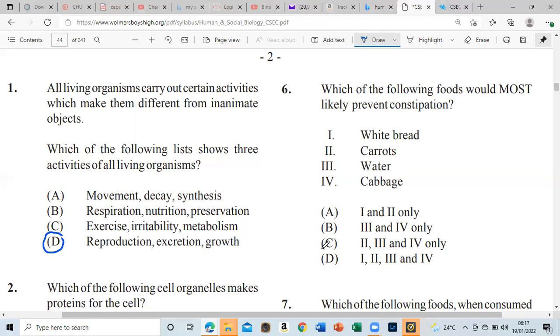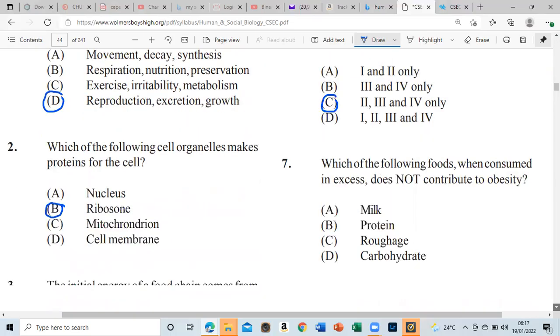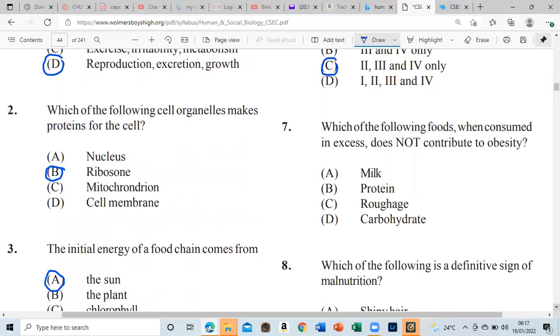Eat up the greens, guys. Eat up the orange. Let's move on to number 7. Which of the following foods, when consumed in excess, does not contribute to obesity? Is it milk, protein, roughage, or carbohydrate? And number 7 is C, roughage.